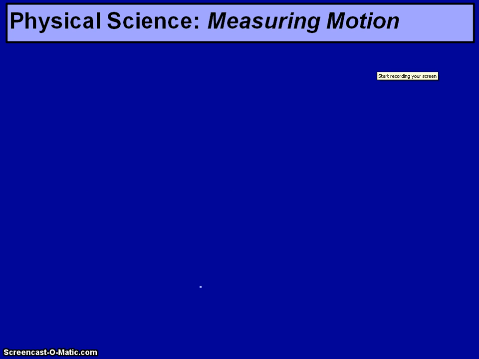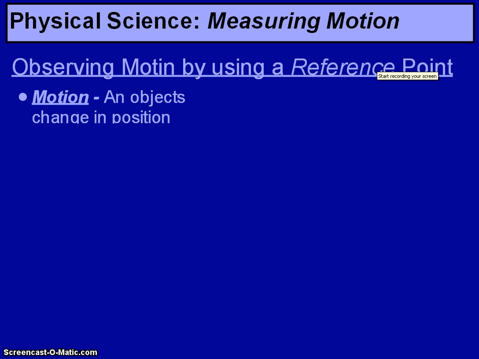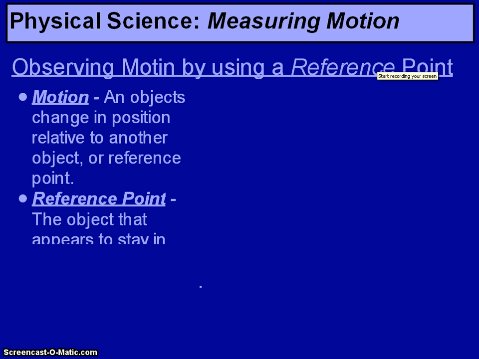Okay, now first off, motion. Observing motion by using a reference point. So the first thing we're going to do is define what motion is. And as you can read right there, an object's change in position relative to another object or reference point. Okay, so what exactly is a reference point? The object that appears to stay in place.